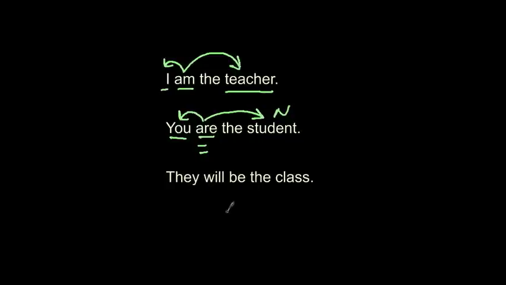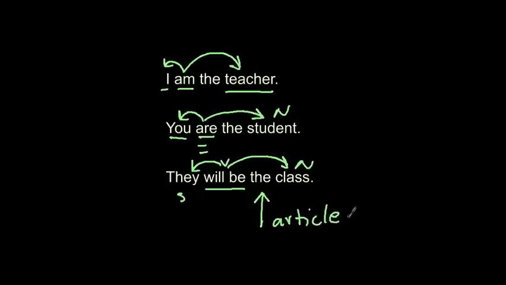"They will be the class." So "will be" is the verb here. Now this is a verb phrase, but it still acts as a single verb. And "they" is the subject, and "class" is the noun. Now this is a quick hint. We'll talk about this later. But anytime you have an article modifying something else, that something else is always going to be a noun, because "the" is an adjective. That's the only thing that adjectives do, is modify nouns. So let's go on to the next thing here.